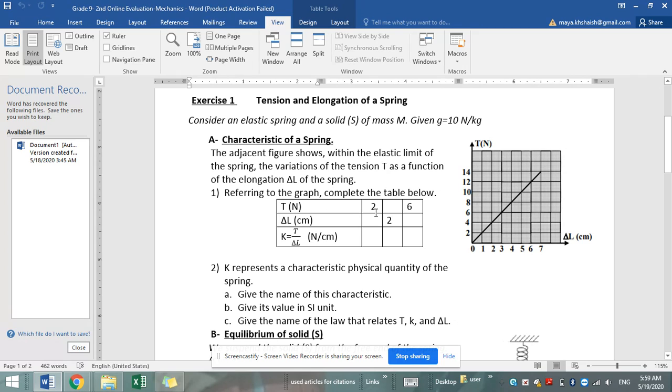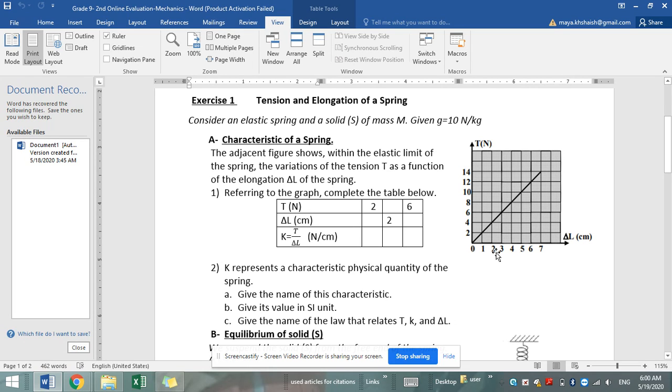So here, when you are given 2 Newton, you have to go back to the graph, check the y-axis on which the magnitude of the tension is put, and refer to 2 Newton, take a perpendicular and see where it meets the graph at this point, then go vertically downwards perpendicularly to the x-axis. This corresponds to a value of delta L equals 1. In the second column, we have delta L is 2 centimeters.